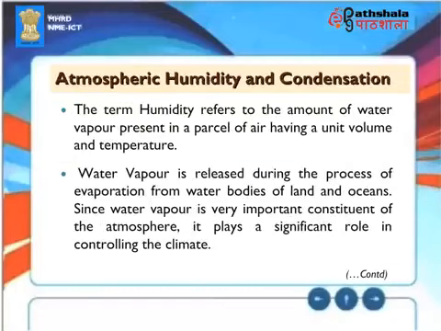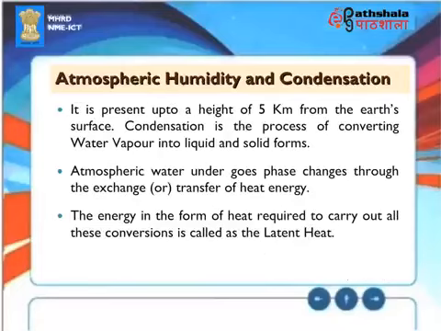Atmospheric humidity and condensation. The term humidity refers to the amount of water vapor present in a parcel of air having a unit volume and temperature. Water vapor is released during the process of evaporation from water bodies of land and oceans. Since water vapor is a very important constituent of the atmosphere, it plays a significant role in controlling the climate. It is present up to a height of 5 kilometers from the Earth's surface.